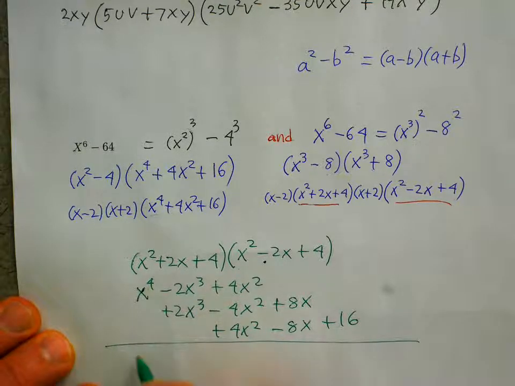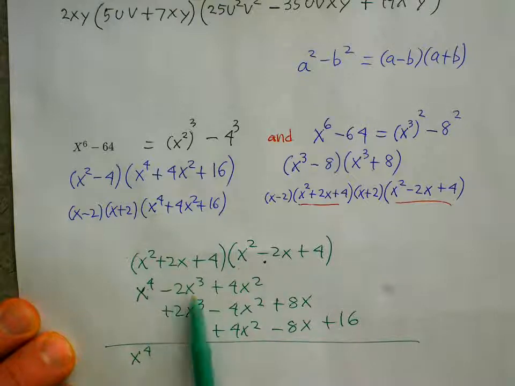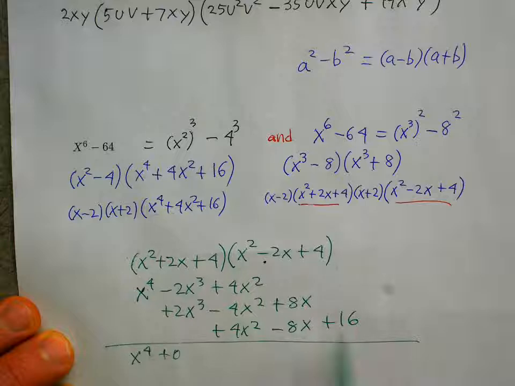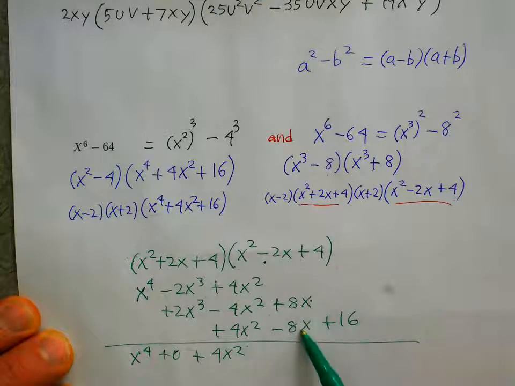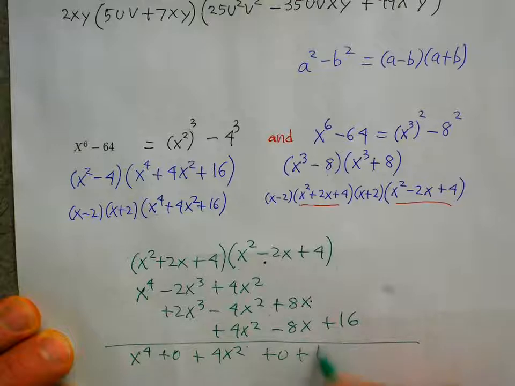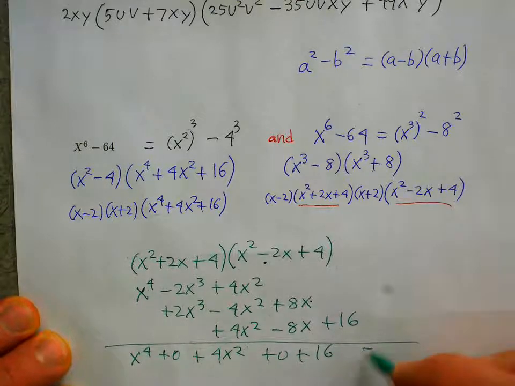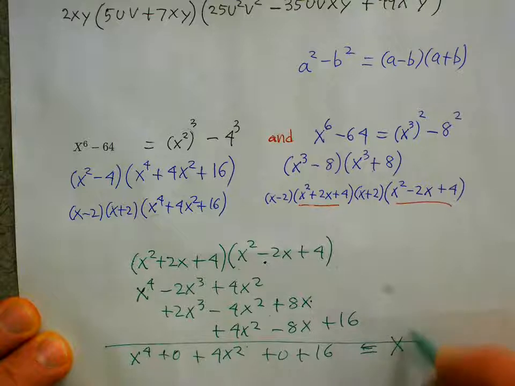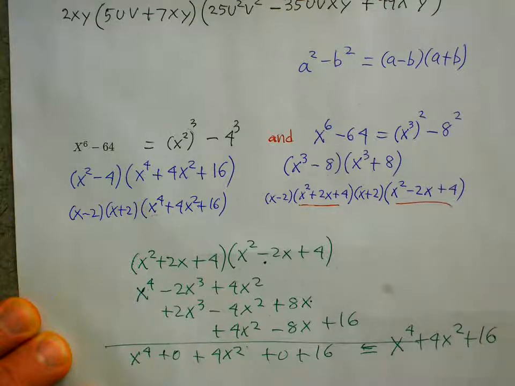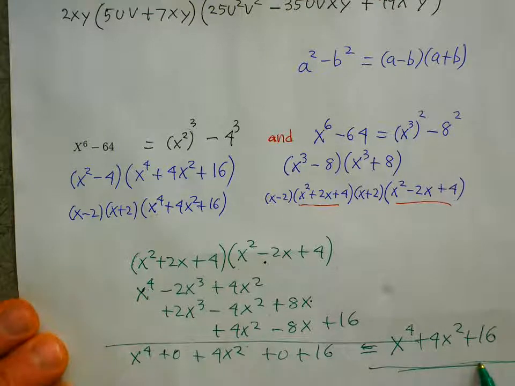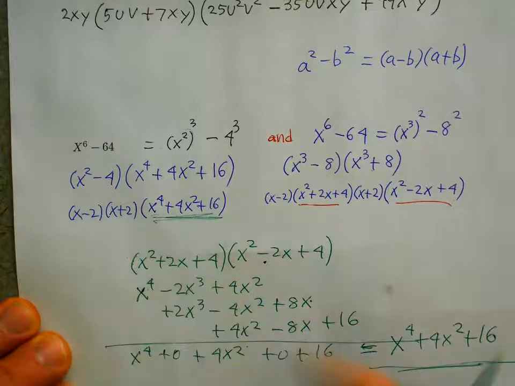We have 1x to the fourth term. The minus 2x cubed plus 2x cubed adds up to 0. 4x squared minus 4x squared plus 4x squared is plus 4x squared. Plus 8x minus 8x is 0, and then plus 16. Then we simplify a little bit. We get x to the fourth plus 4x squared plus 16. So yeah, it works out.